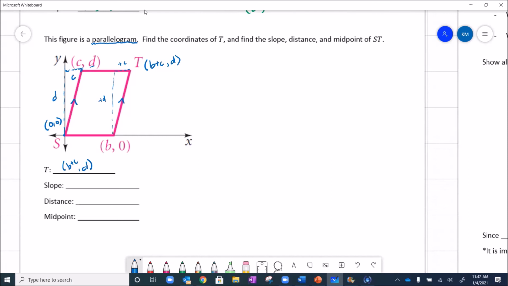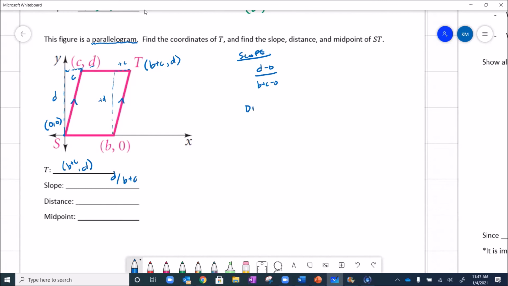And so now going through finding the slope between ST, right? Since S is 0, makes it a little bit easier. So I have D minus 0 over B plus C minus 0. And so that slope should just be D over B plus C. Okay.